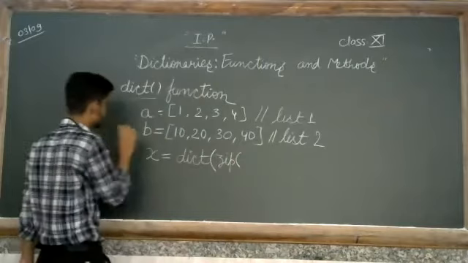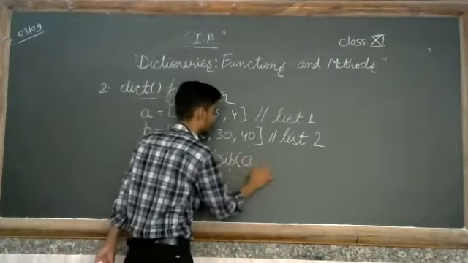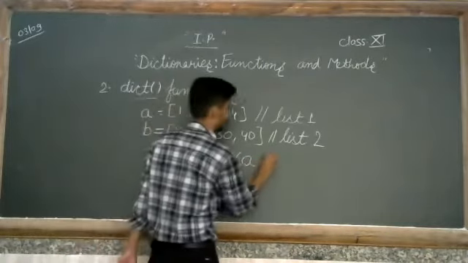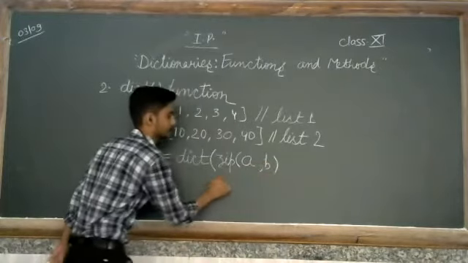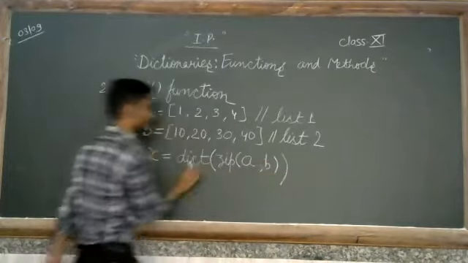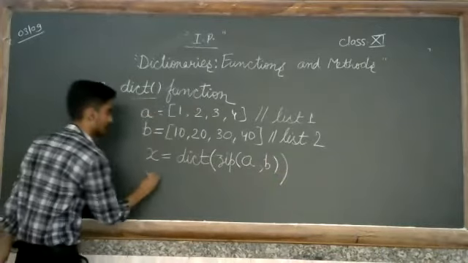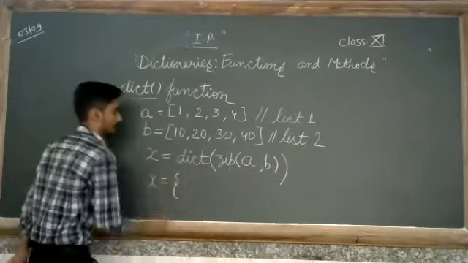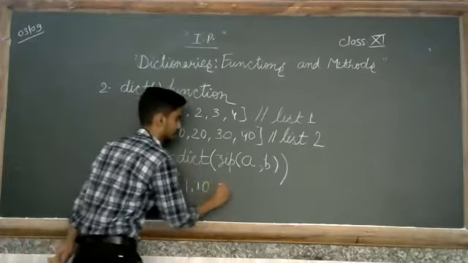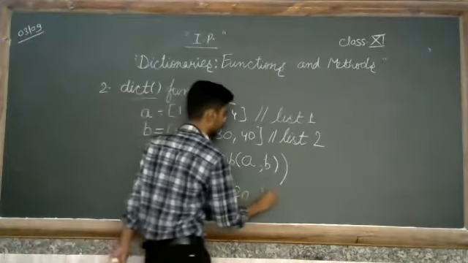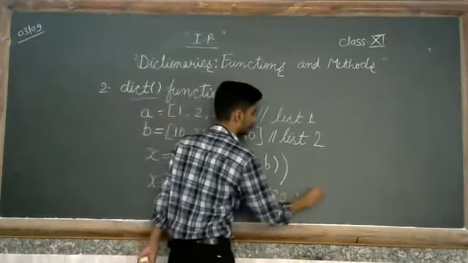In my zip function, I will pass this A, comma, and a separator B. This is done for zip, and this will be done for the dict keyword. So how will my output look? It will look like 1 to 10, 2 to 20, 3 to 30, and 4 to 40.